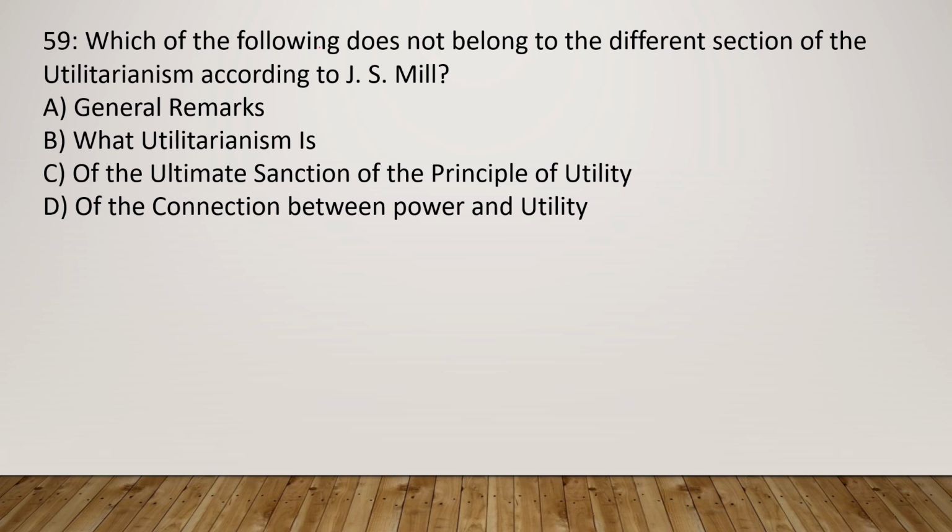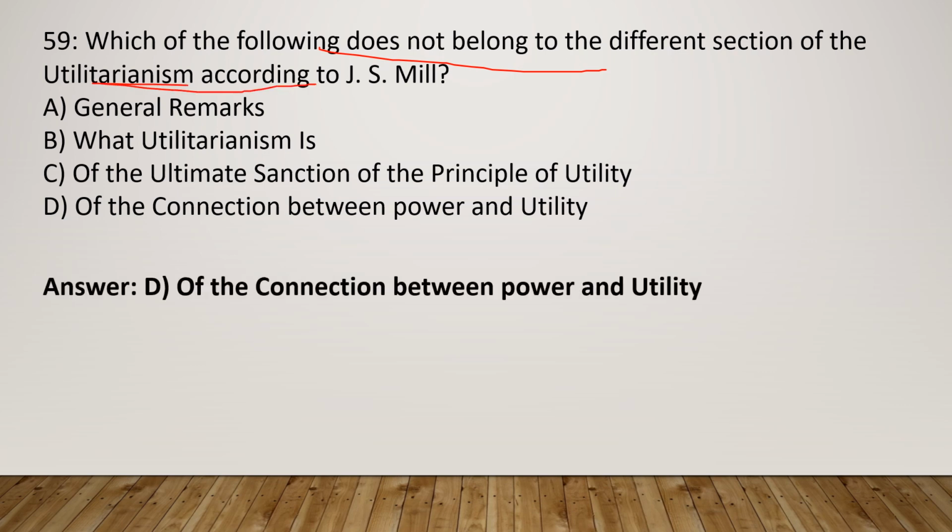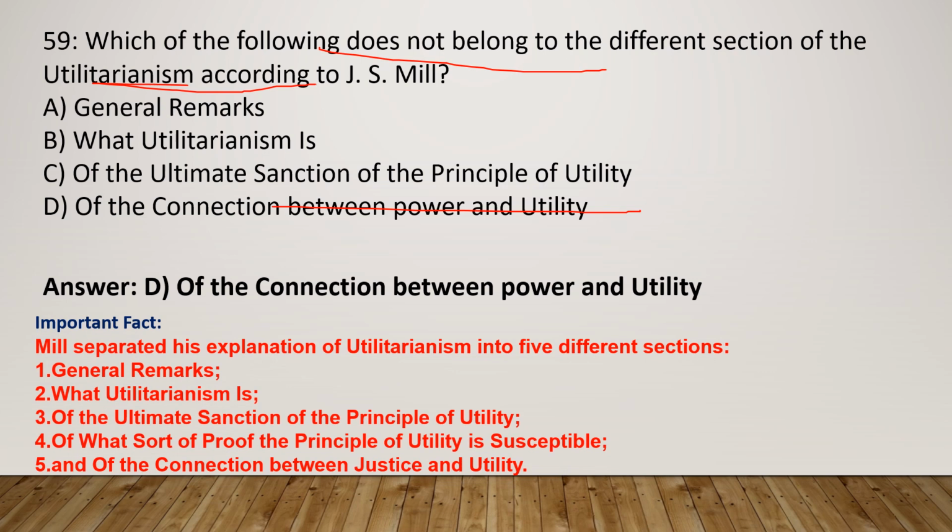Which of the following does not belong to the different sections of utilitarianism according to J.S. Mill? Of the connection between power and utility? Mill separated his explanation of utilitarianism into five different sections: general remarks, what utilitarianism is, of the ultimate sanction, of the principle of utility, of what sort of proof the principle of utility is susceptible, and of the connection between justice and utility.